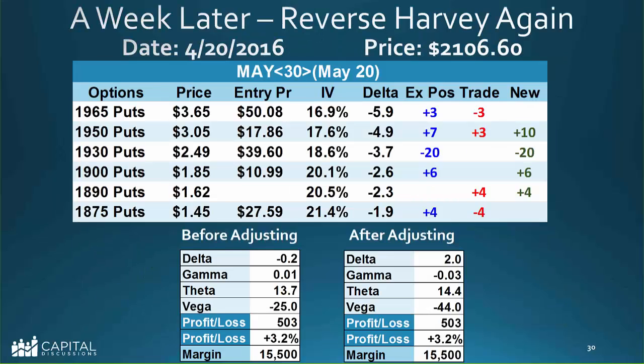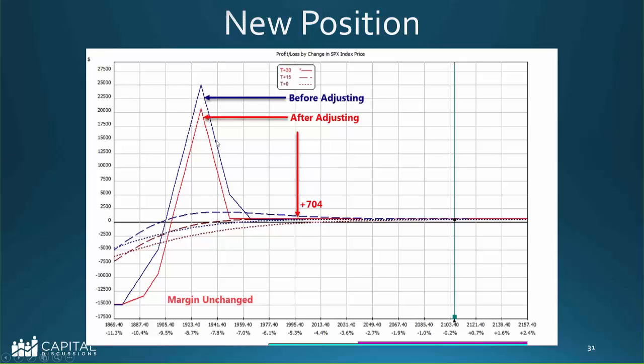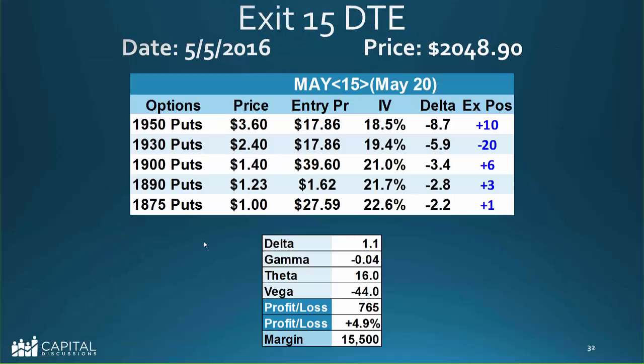So 1 week later, we reverse Harvey one more time. Profit in the trade is up to 503. Again, margin's about the same. And again, we're kind of shrinking this butterfly tent over here to lift the line up a little bit more. So we've lifted it up now to 700. And this is basically, I think, where we're going to let it go. And then we just wait 15 days to expiration and take the trade off. It made $765 and up almost 5%.